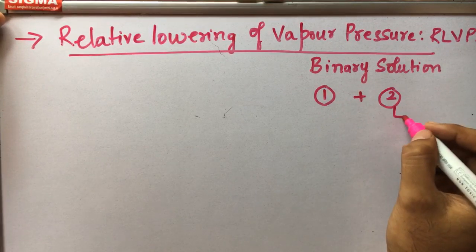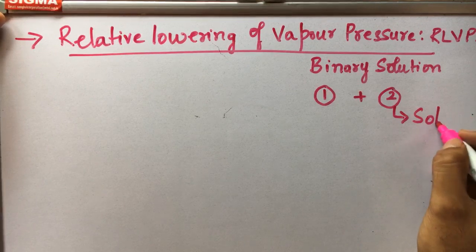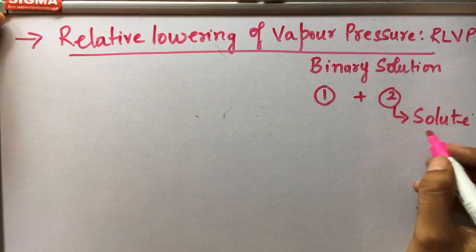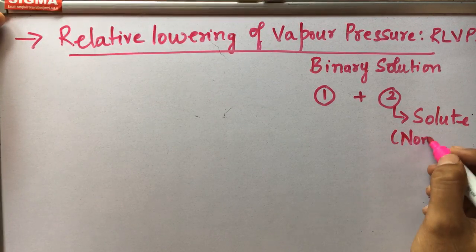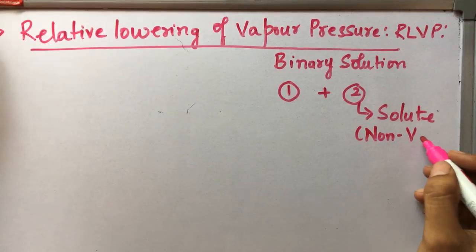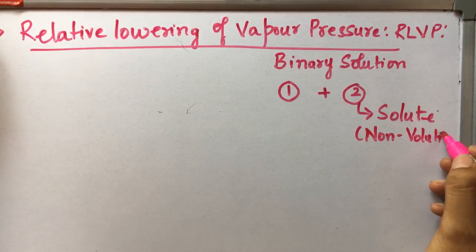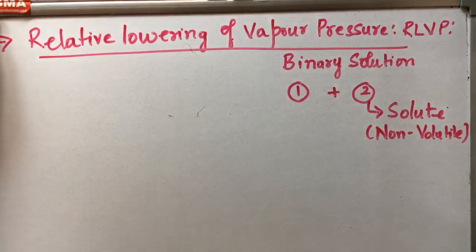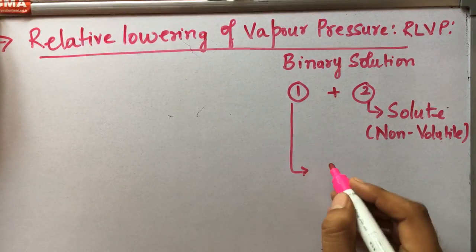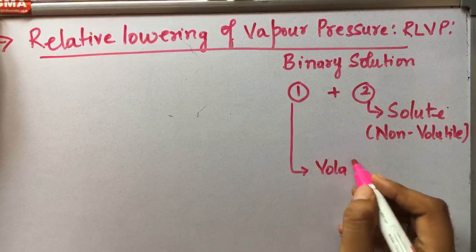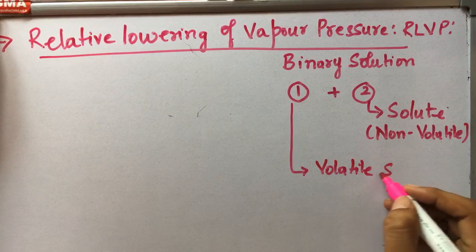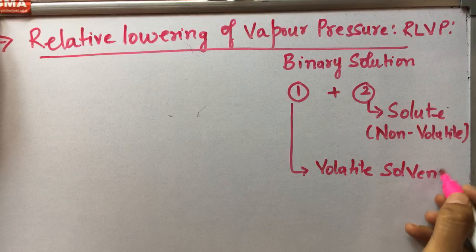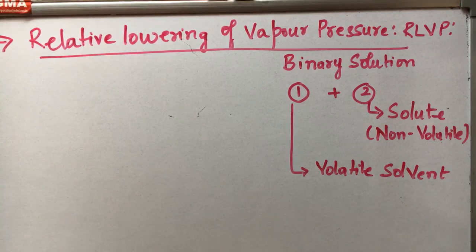For our reference, we will take component 2 as the solute for all our future discussions. This is taken as a solute which is said to be non-volatile. And this is component 1. We always take it as the volatile solvent for all our discussions.